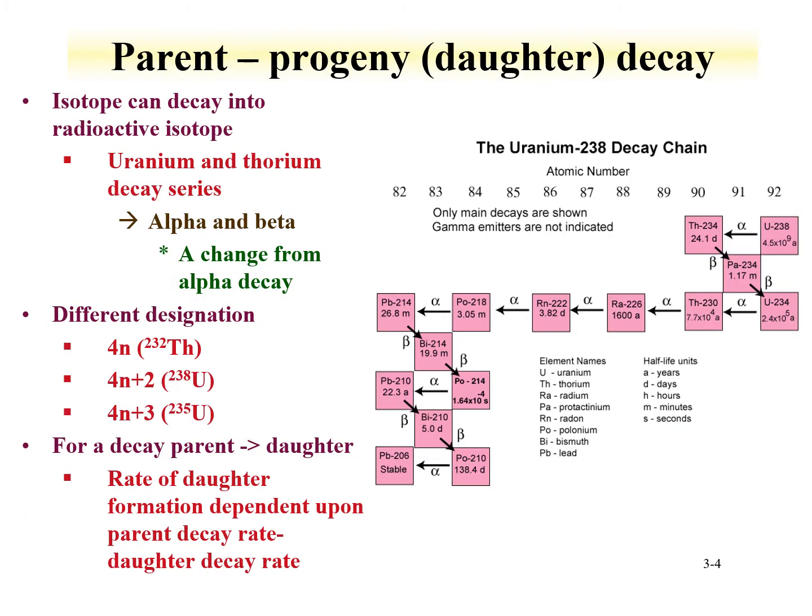Now we can expand these equations into related decays, in other words, a parent and progeny, or daughter, decay. We know that we have conditions where one isotope decays into another, the decay series being the most common examples. Here's a figure that shows the uranium-238 decay chain, also thorium-232, and then the uranium-235 decay series. Those are the naturally occurring decay series.